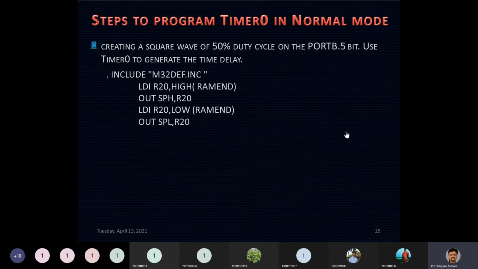Hello, hello, 22 number, hello, 22 number, are you there? Hello, 22 number.